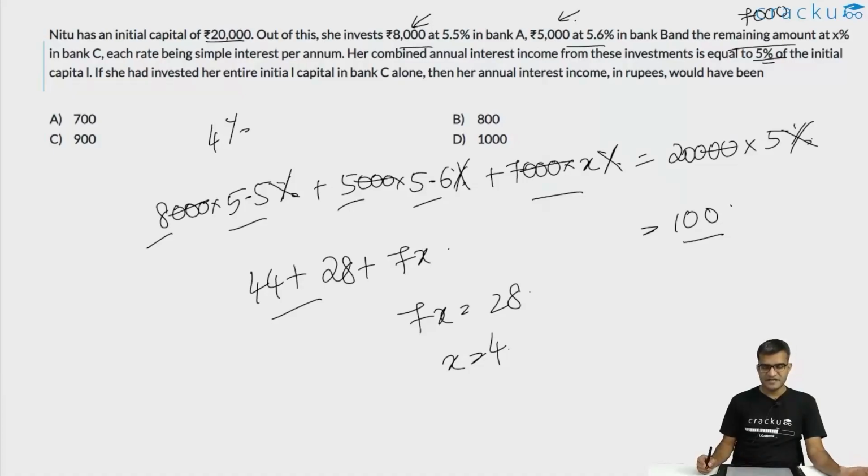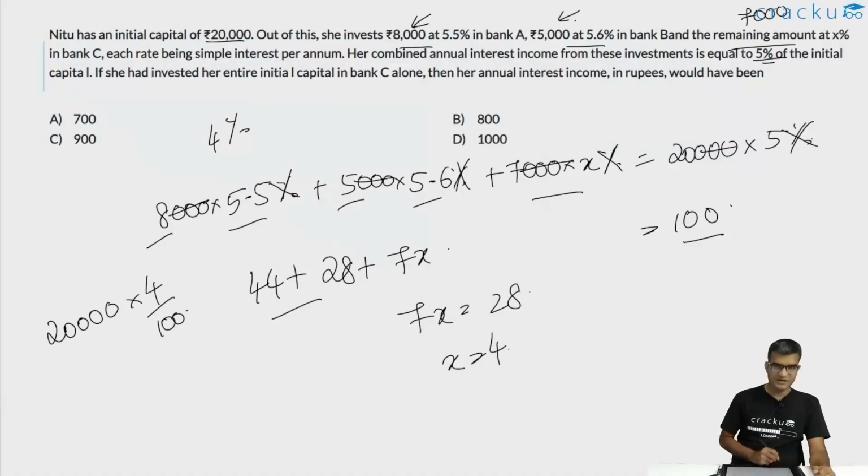If she had invested the entire amount at X%, the total interest she would have received will be 20,000 into 4%, which is 4 by 100 into 1 year. This will be equal to 200 into 4, which is 800. So the answer is option B.